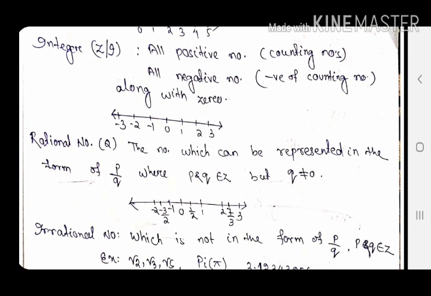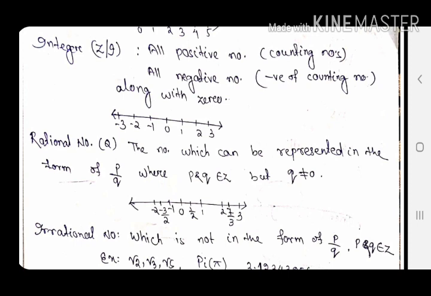So any number that can be represented in the form of p by q, where p and q are integers and q is not equal to 0, is a rational number. Examples: 1 by 2, 3 by 5, minus 8 by 9, minus 1000 by 2 lakh. All these numbers come under the domain of rational numbers.